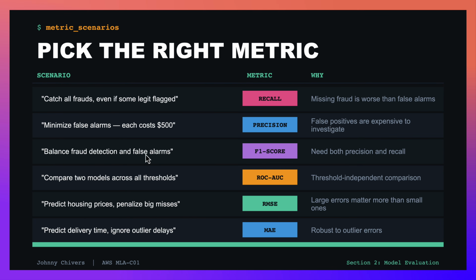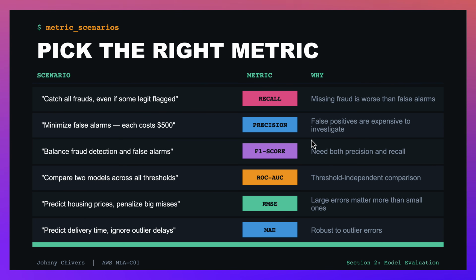Balance fraud detection and false alarms. So take the recall and precision and balance it. That's F1 score. And then compare 2 models across all thresholds. That's area under curve. We're going to look at that in just a little second. And then the root mean squared error, predicting house prices, penalizes big misses. And then this one here is when you actually need to be robust to outliers.